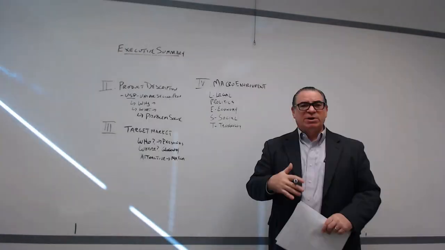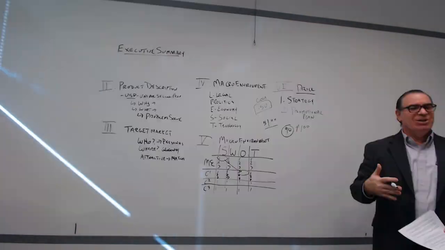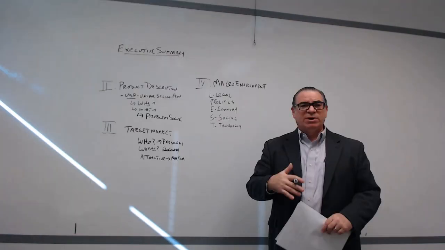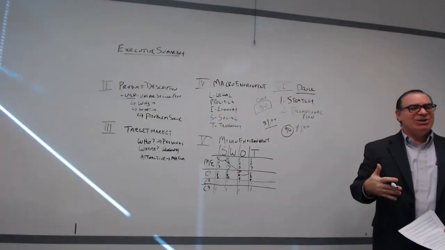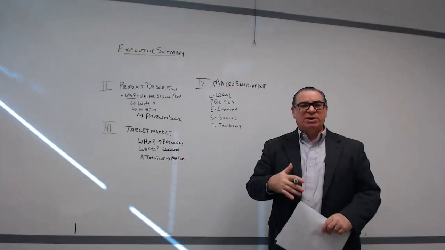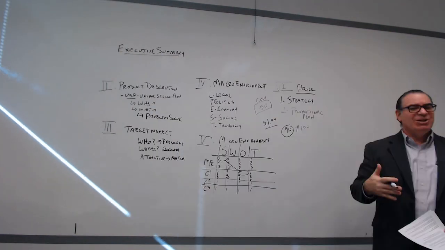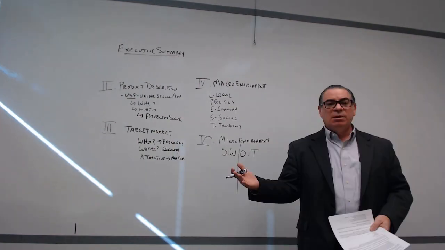In the next section, we're talking about the macro environment. That's all the legal, political, economic, social, and technological changes that could affect our business. And then in the fifth section, we're looking at the micro environment. That's the SWOT analysis, the strengths, weaknesses, opportunities, and threats. And I'm taking myself and 3 other competitors, and I'm explaining what their strengths, weaknesses, opportunities, and threats are for those 3 competitors. From there, I'm digging into my price.